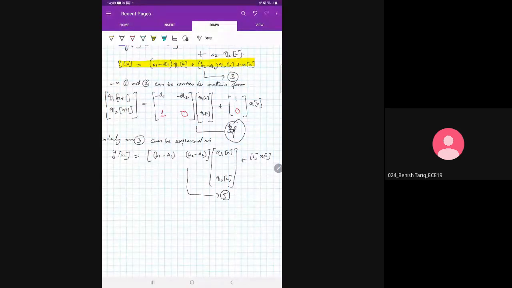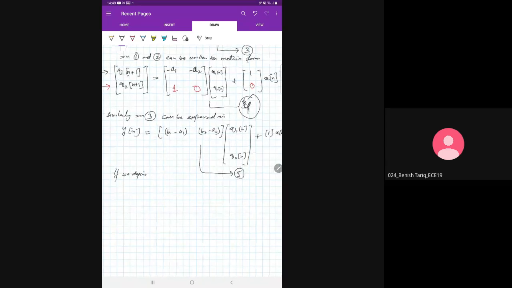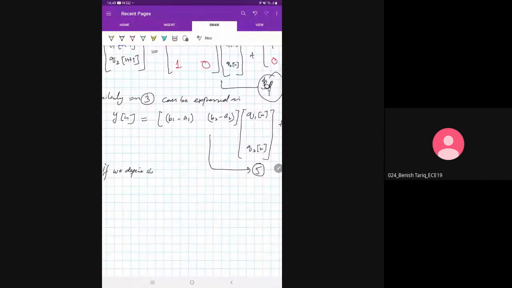And please remember that this vector q1 of n and q2 of n is known as the state vector. So we'll write down, if we define the state vector as a column vector, then q of n is generally the state vector, which is equal to q1 of n and q2 of n. This is the state vector.